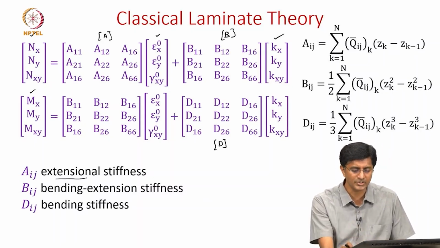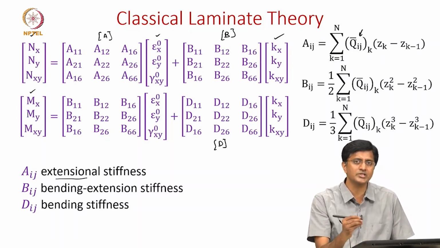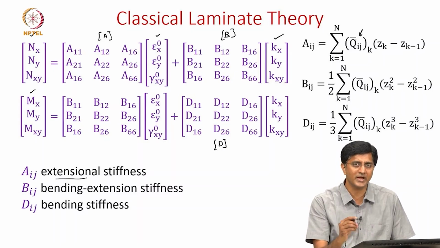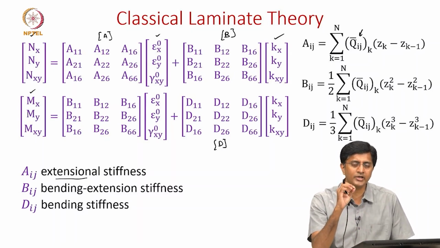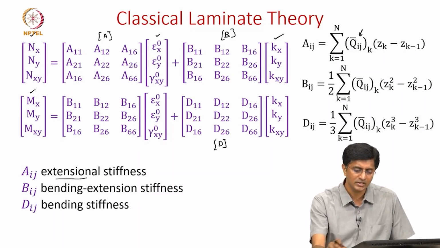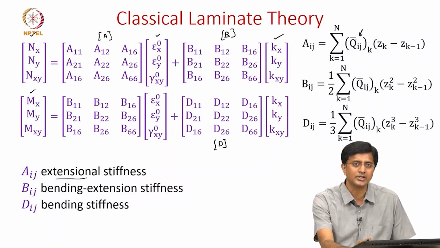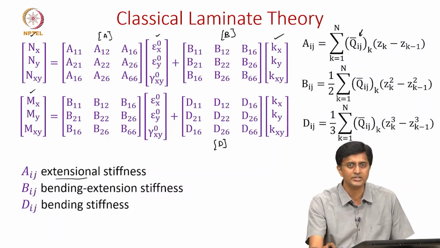And here are the expressions where we write these terms of A, B and D in terms of Q dash. What is Q dash? Q dash is our transformed stiffness matrix of the lamina. And Zk and Zk minus 1 are the coordinates of the top and bottom of the lamina. So now let's focus on this transformed stiffness matrix and see how these values vary, whether it is off-axis loading like angles other than 0 and 90, or if the angles are 0 and 90, how this matrix simplifies.